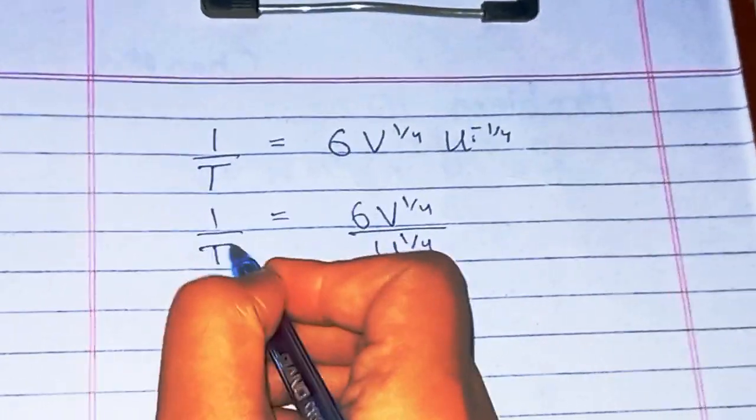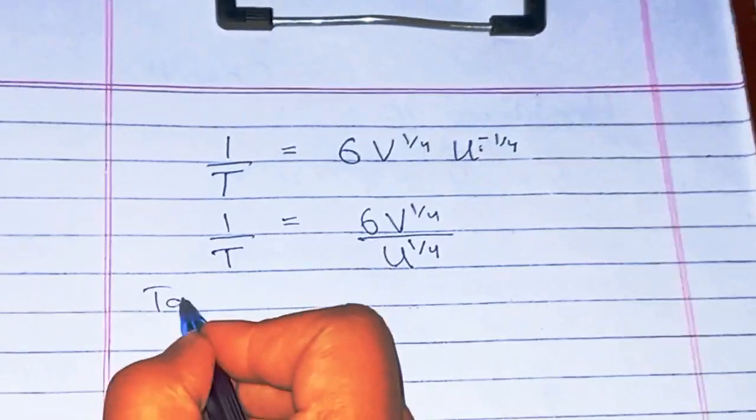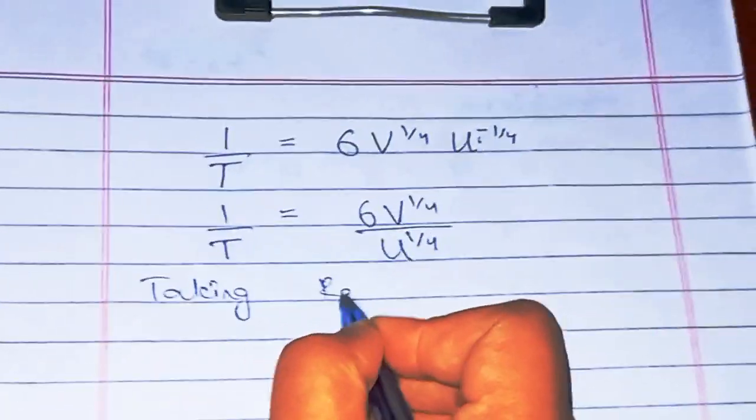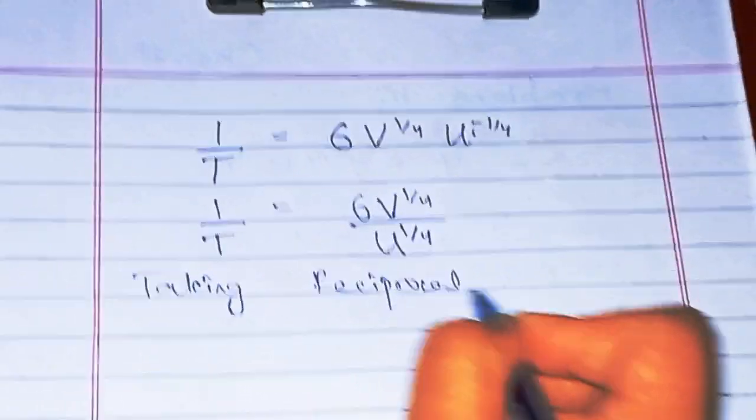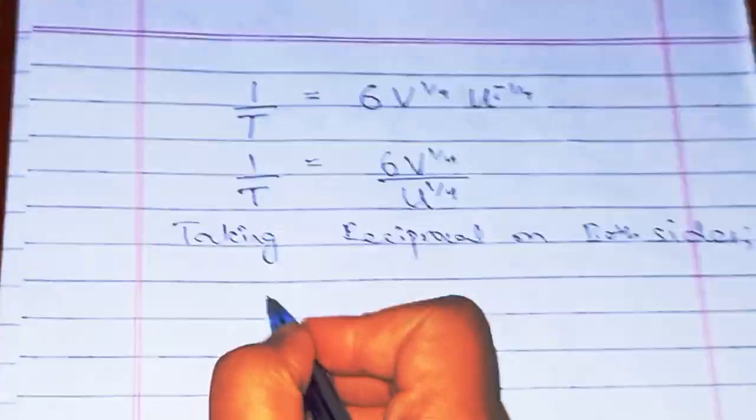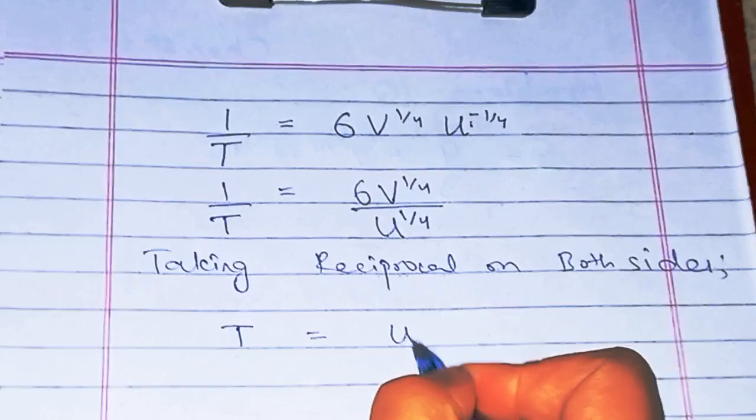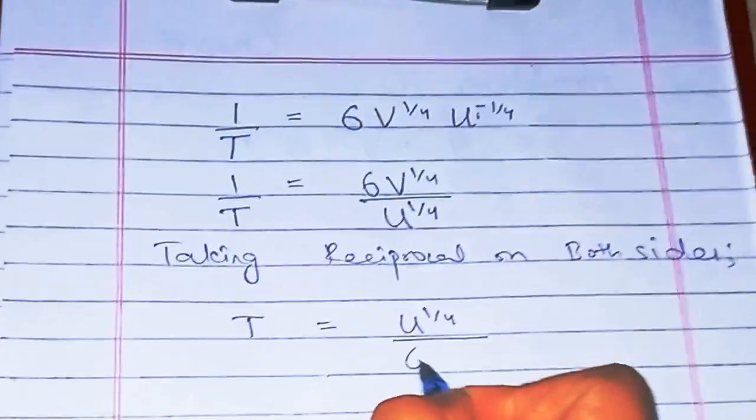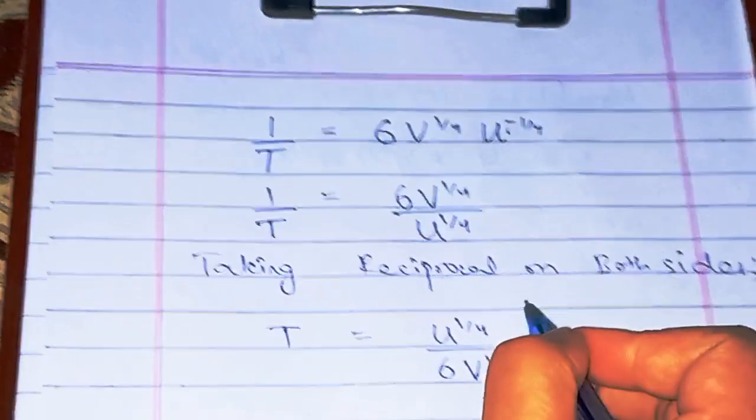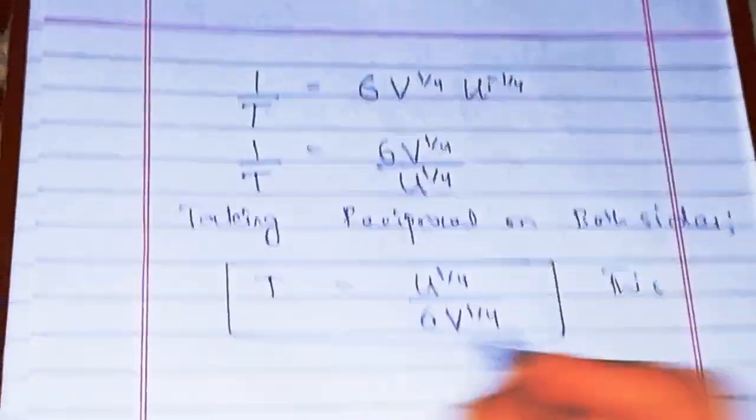And it's 1 over T and we want the expression for T. So we can take the reciprocal on both sides, because we want T in the numerator. So we get T here. Everything will be inverted. So U to the power 1 by 4 above and sigma V to the power 1 over 4 in the denominator. And this is the expression for the temperature.